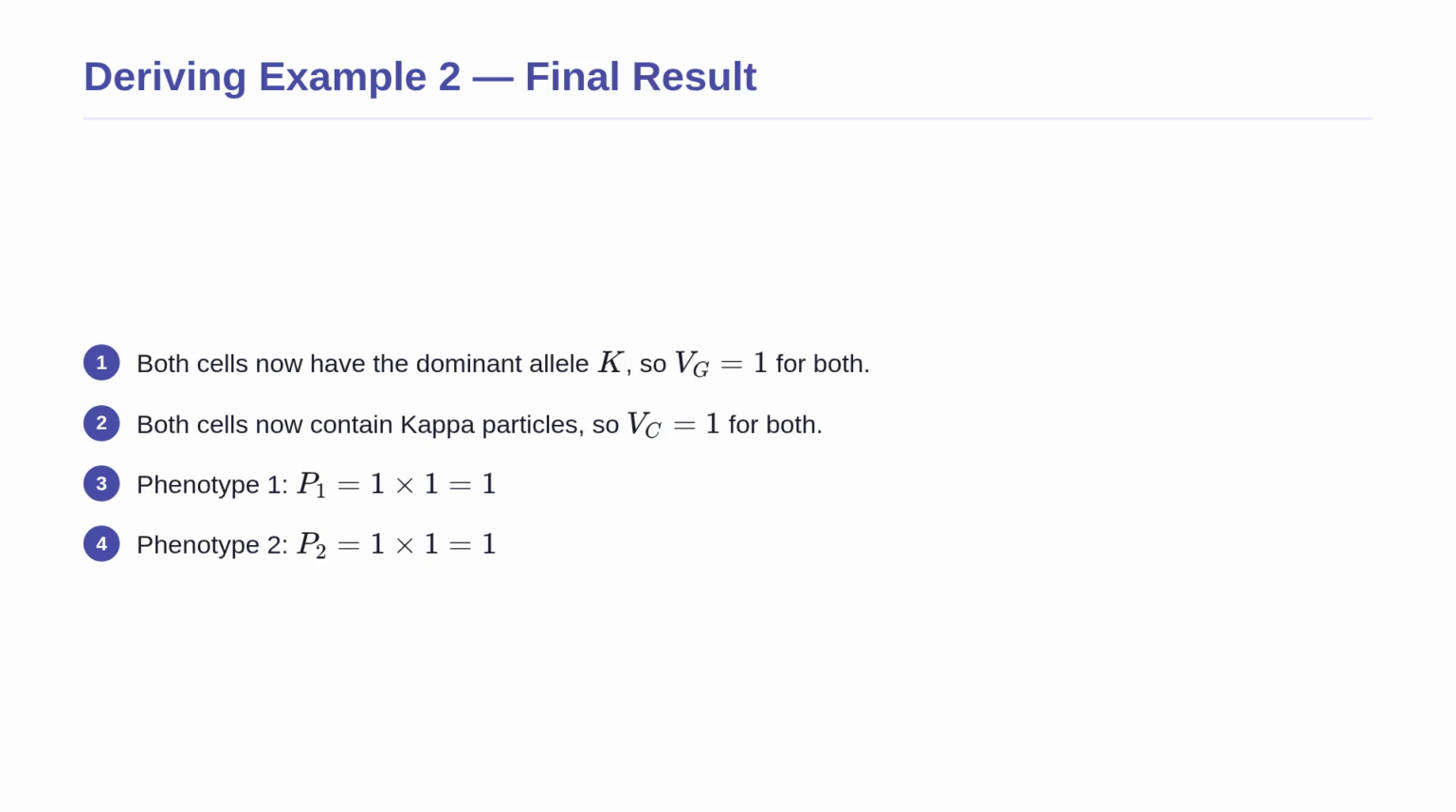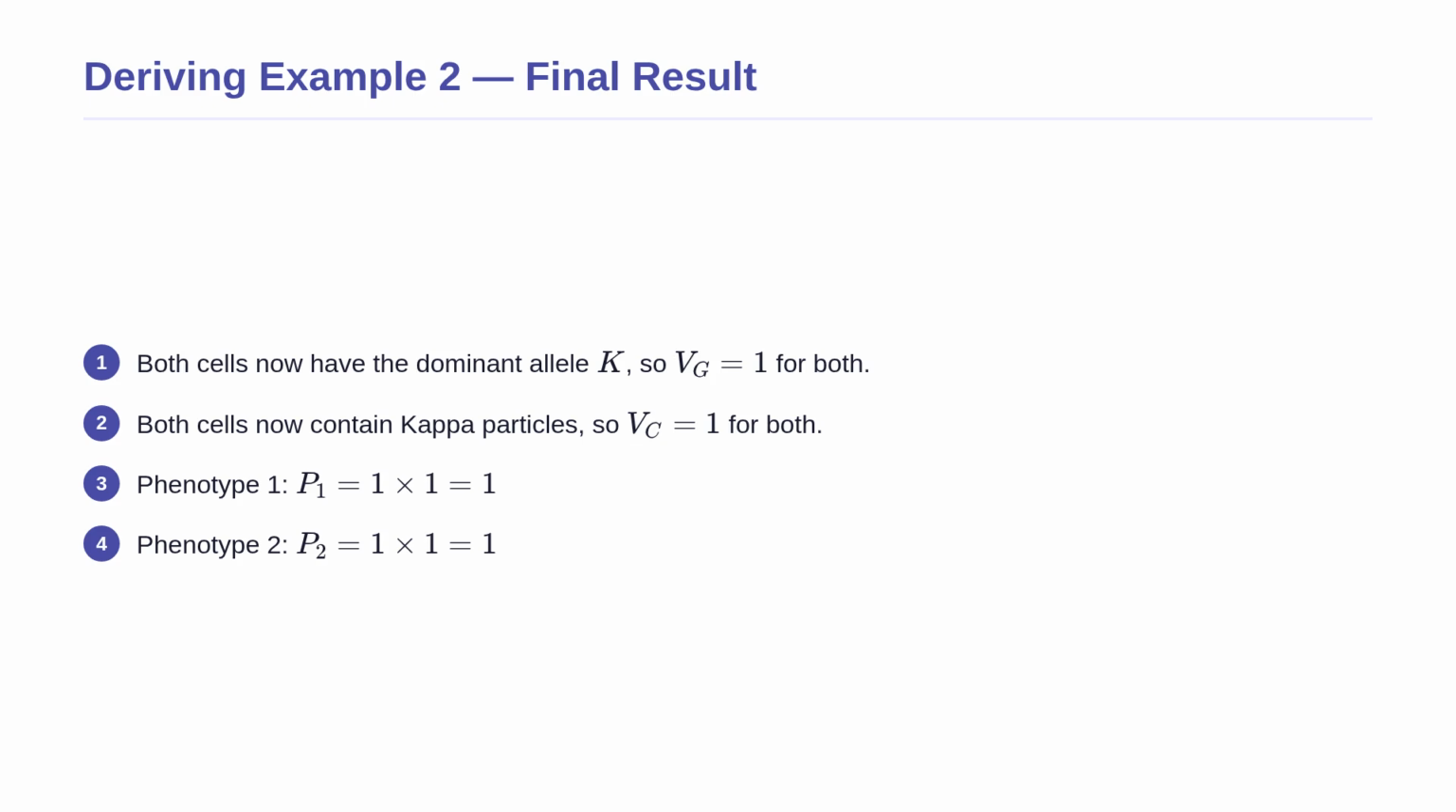Concluding our proof, we calculate the final phenotypes using our established formula. Both cells now have the required dominant gene, giving a genetic viability of 1. And thanks to the cytoplasmic bridge, both cells now have the physical kappa particles, giving a cytoplasmic state of 1.